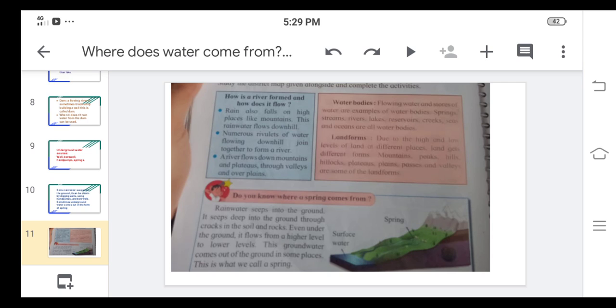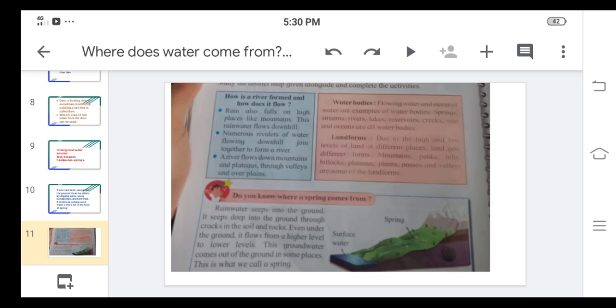Now again, springs. How do springs come about? See, rainwater seeps into the ground. It seeps deep into the ground through cracks in the soil and rocks. Even under the ground, it flows from a higher level to a lower level. This groundwater comes out of the ground in some places. This is what we call a spring.